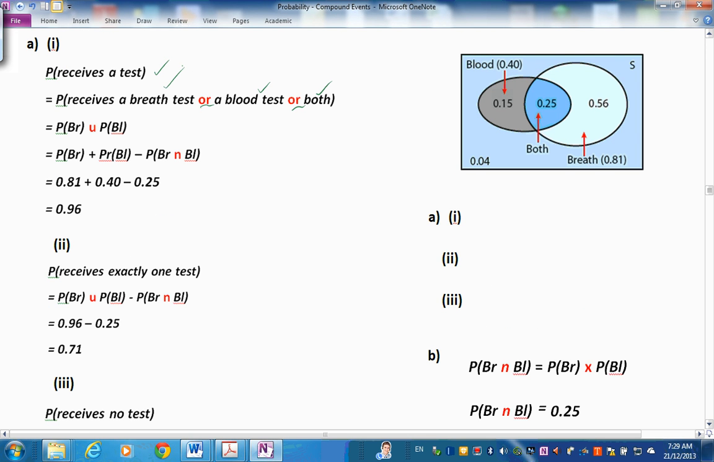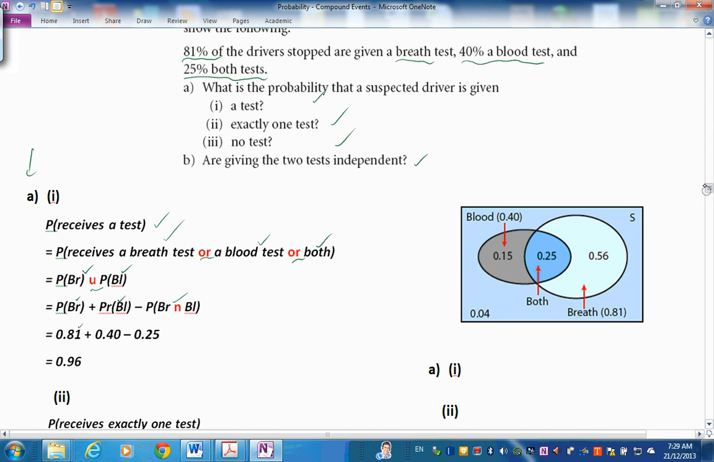Here, so this is the probability of the union, breath or blood, BR and BL, and we want one or the other or both. So it's the probability of the breath test plus the probability of the blood test minus the probability of the intersection. You can't count the intersection twice. Do we have all those values? Yep, we had 0.81, and then blood was 0.4 and 0.25 was both. So the answer is 0.96, purely going on the probabilities. I'm not doing the Venn diagram method yet.